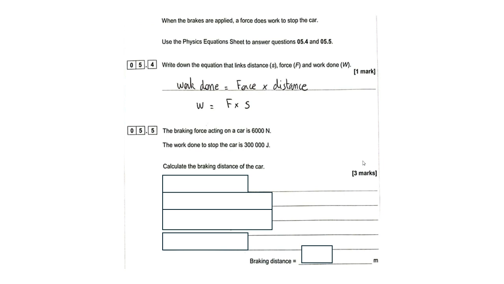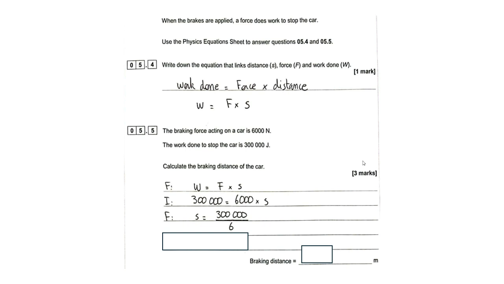The braking force acting on a car is 6,000 newtons, so that's the force. The work done to stop the car is 300,000 joules. So that's the energy or the work done. Calculate the braking distance of the car. So we're looking for s. Let's start with the formula: work done equals force times distance. Let's insert values. The work done is 300,000 joules, the correct unit, equals 6,000 newtons, that's the correct unit for force, times s. We're going to make s the subject of the equation by dividing both sides by 6,000. Not by 6, I made a mistake here. It should say 300,000 divided by 6,000. And the answer is therefore 50 meters.